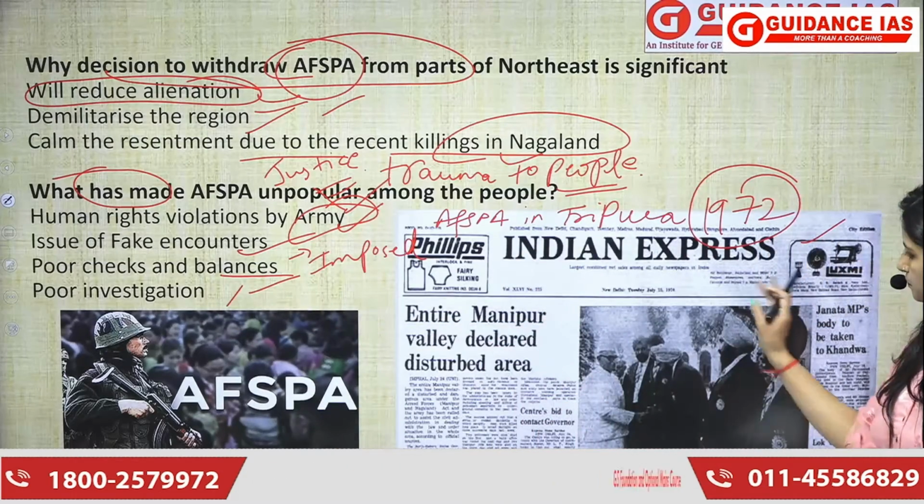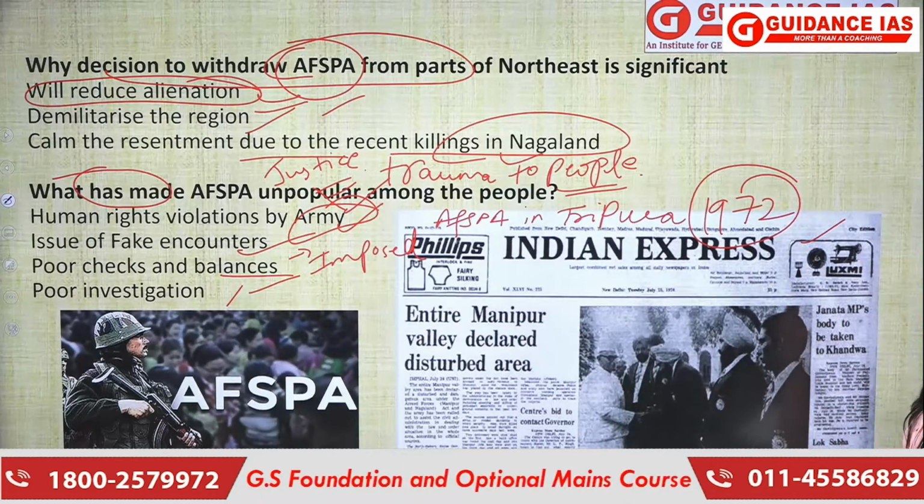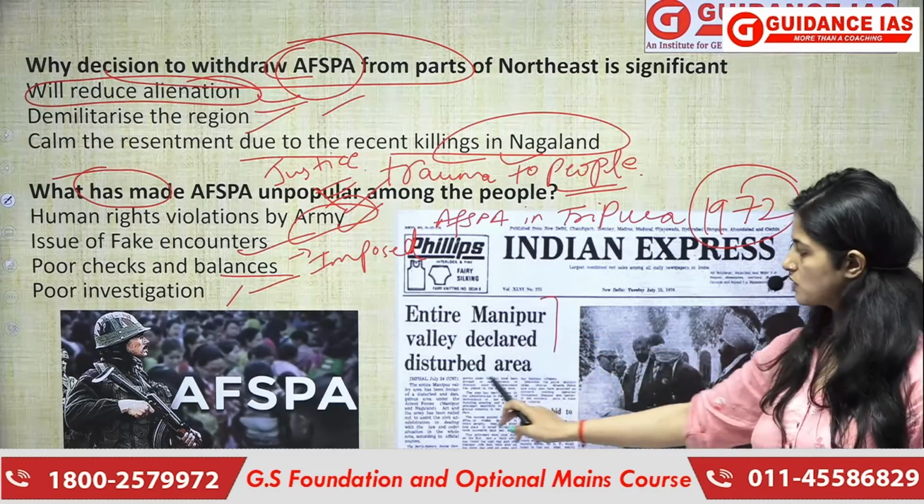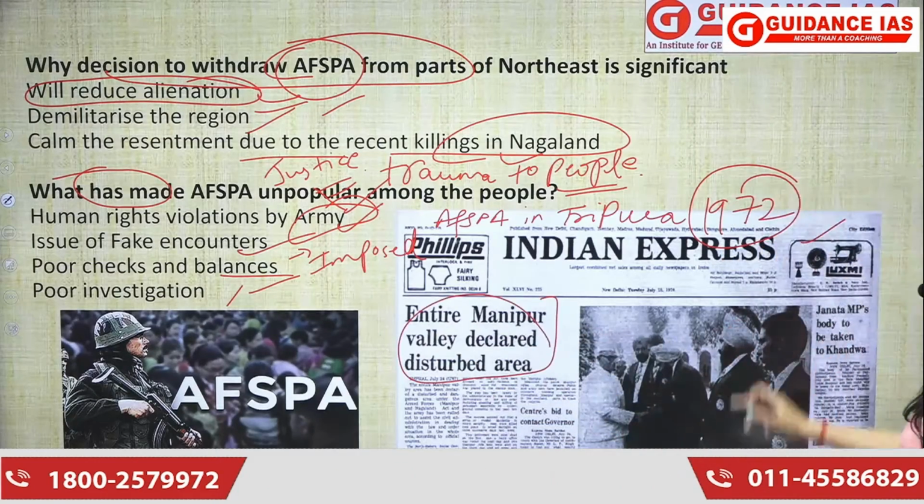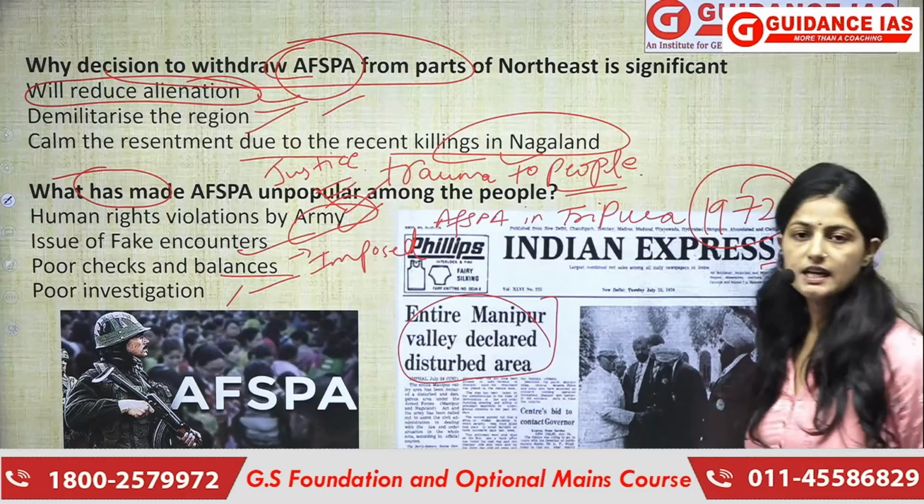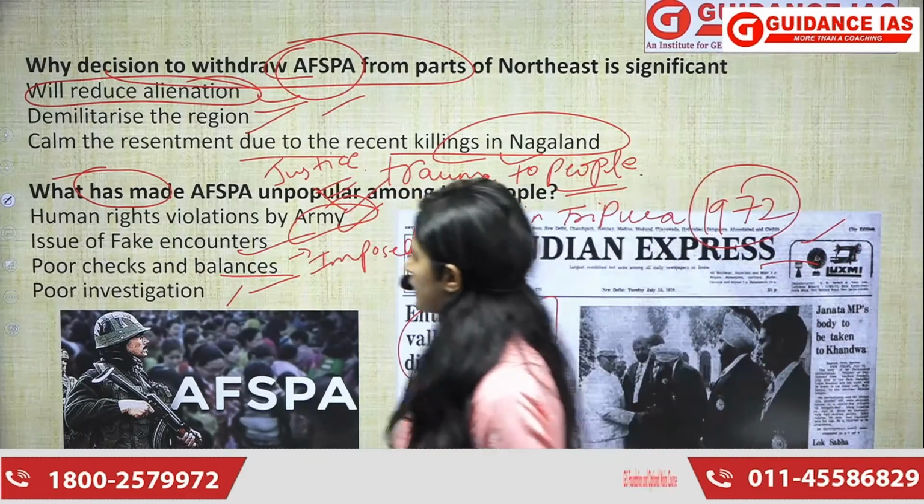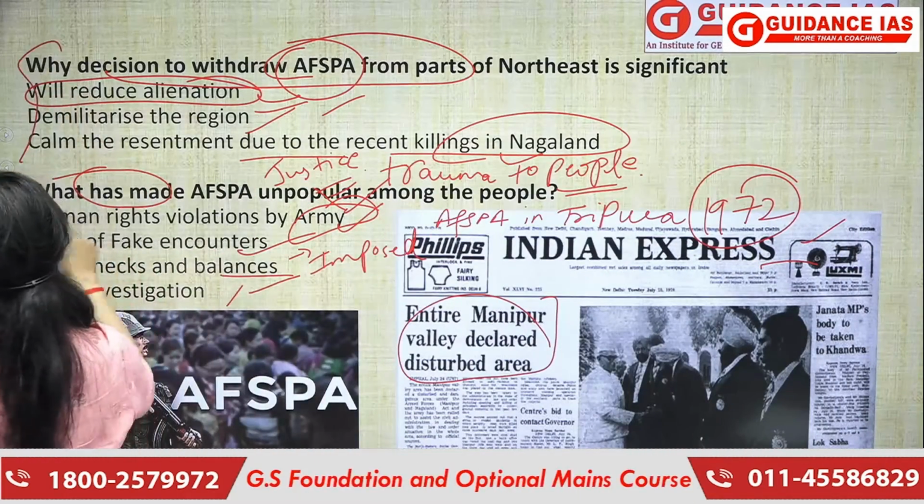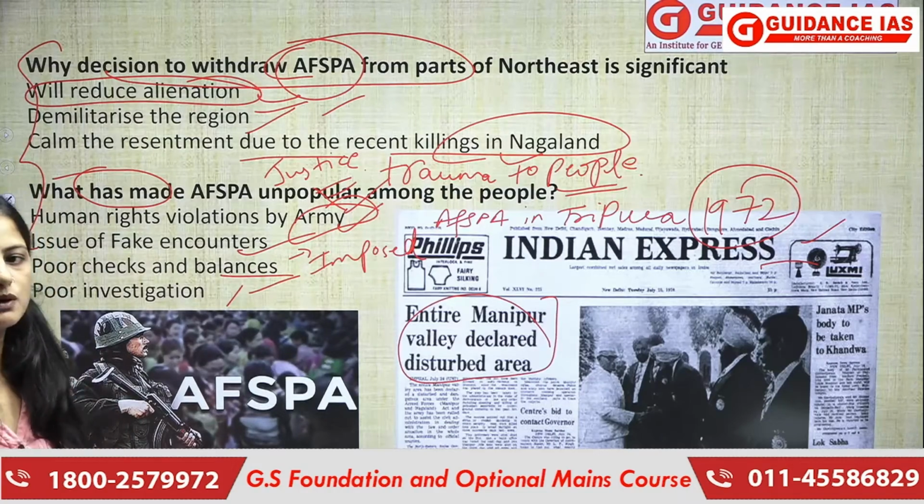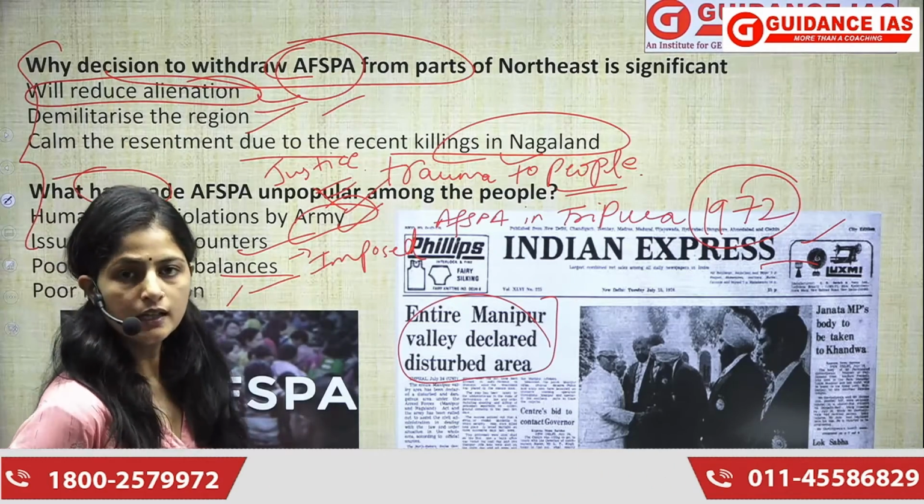This is a newspaper cutting of 1978 wherein the entire Manipur Valley was declared a disturbed area. Indian Express की ये news है, 1978 का ये newspaper का cutting है. Okay, so these are some of the points you have to remember while you are writing your answer regarding AFSPA.